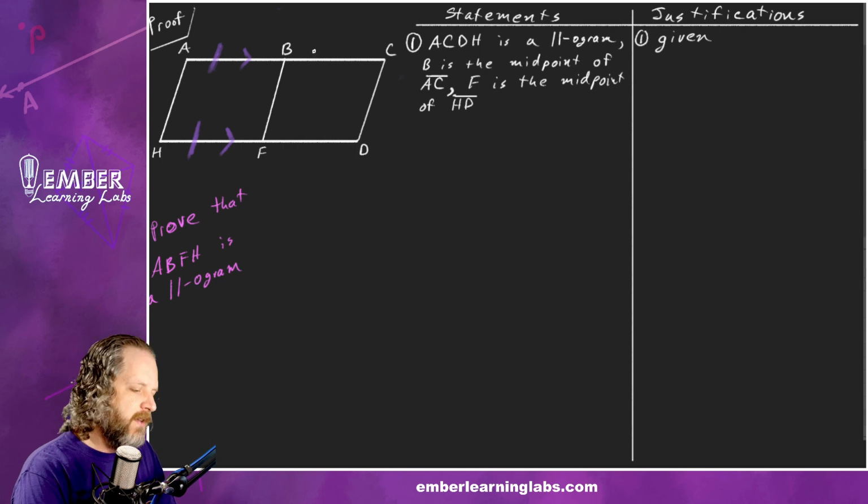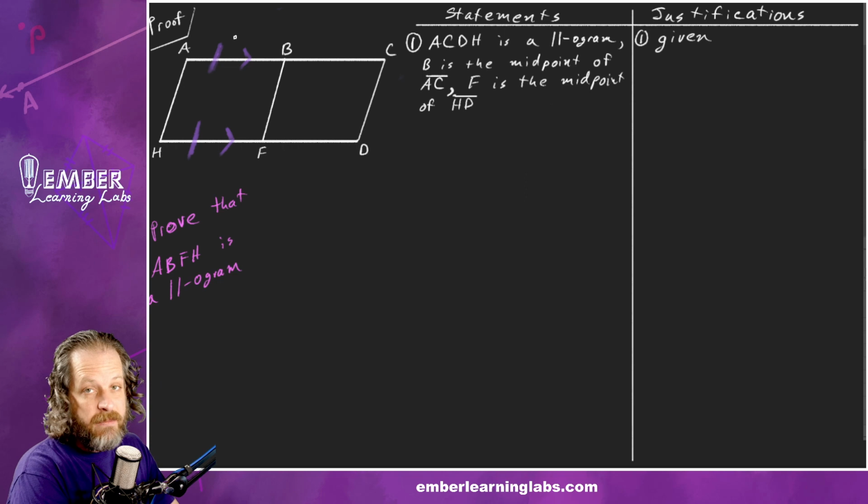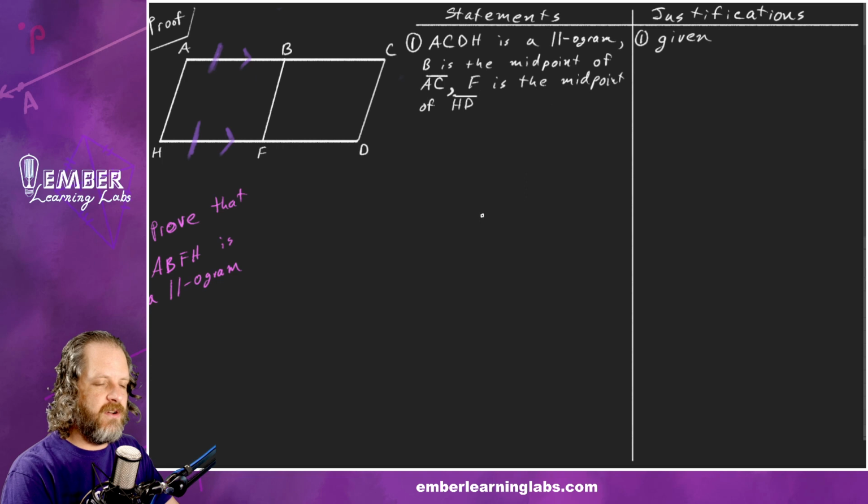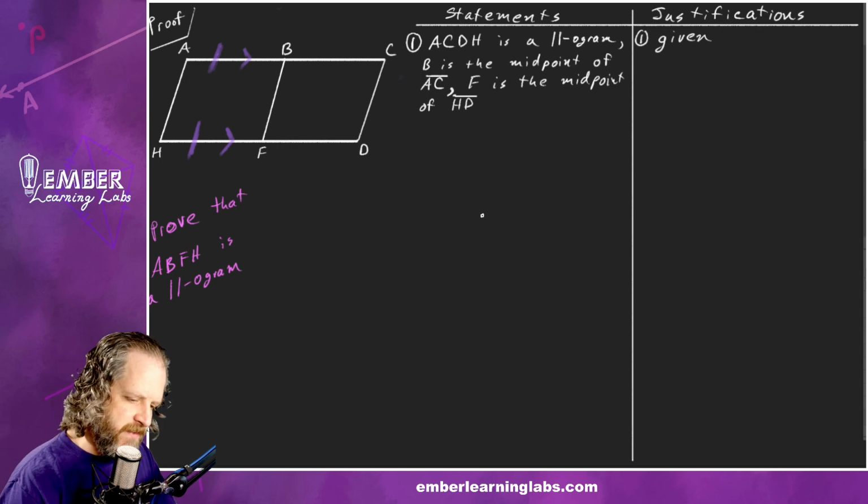Since it's a parallelogram, AB, because AB and AC are the same thing, right? On the same line. So AB is parallel to HF. That's easy. I can say that they're parallel because it's a parallelogram. Blammo. Opposite sides of a parallelogram are congruent. That's easy, right? So I'm not even going to worry about that. That's going to be easy.